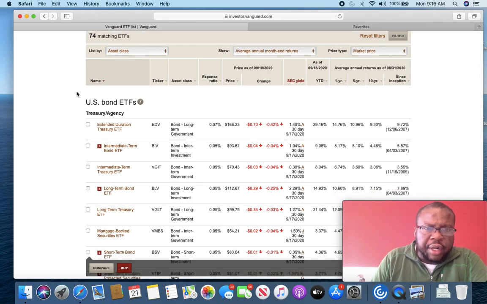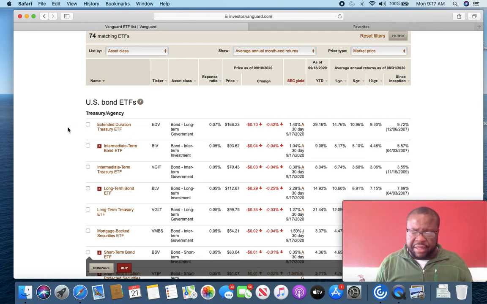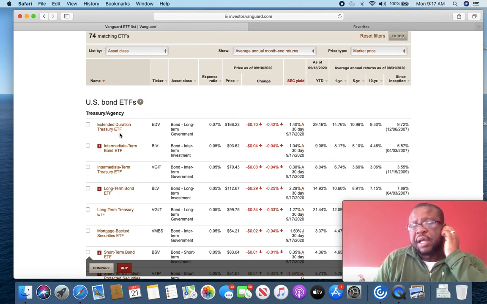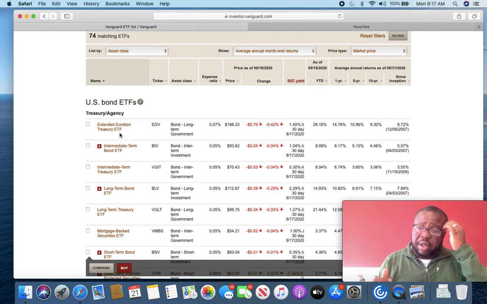Now look at Vanguard here. It says there are 74 matching ETFs, right? There are bond ETFs, which are a basket of bonds. We did our lesson on bonds. We said they are government bonds, like treasury bonds. So here is an extended duration treasury ETF, which means there's a basket of government bonds with extended duration, meaning they're probably not 1 or 2 years, they're probably 20, 25, 30 years. So you get a basket of those.